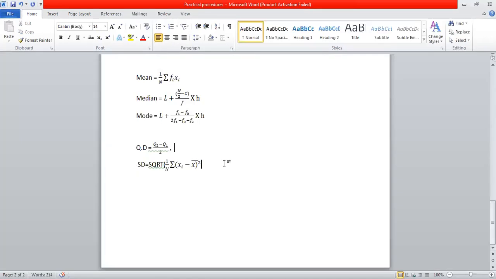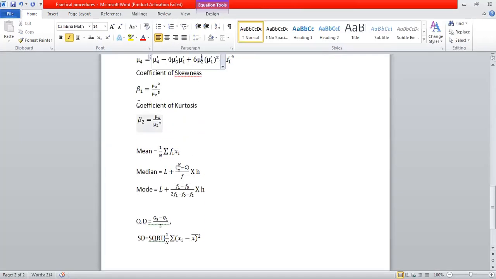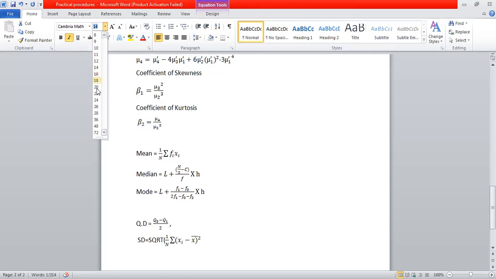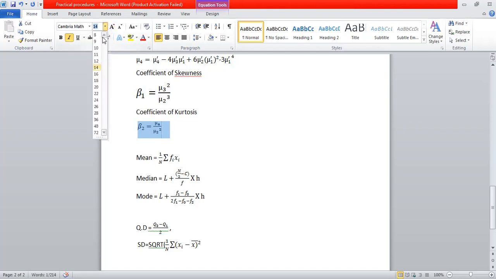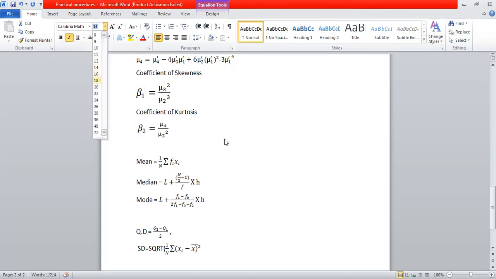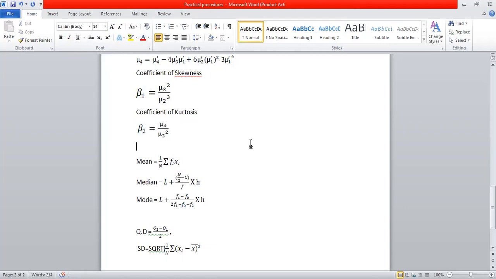What is the coefficient of skewness formula? Coefficient of skewness is mu3 square by mu2 cube. So this is the formula for coefficient of skewness, that is mu3 square by mu2 cube. And coming to coefficient of kurtosis, it is mu4 by mu2 square.